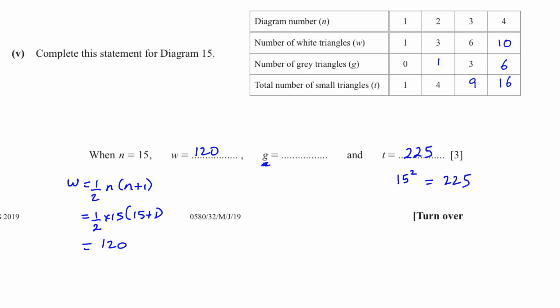Now only the gray is remaining. If you look at the sequence here, you will see that the total number of triangles minus the white triangles gives us the gray triangles. So our total number of triangles in diagram 15 are 225. And the total number of white triangles in diagram 15 are 120. When you subtract them, you will get 105. So the number of gray triangles are 105.